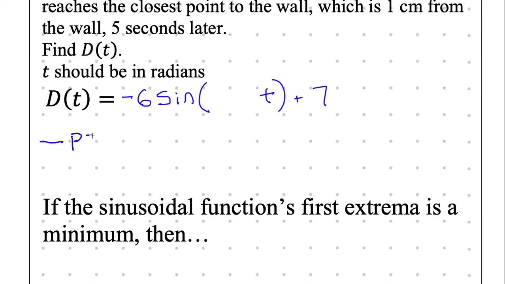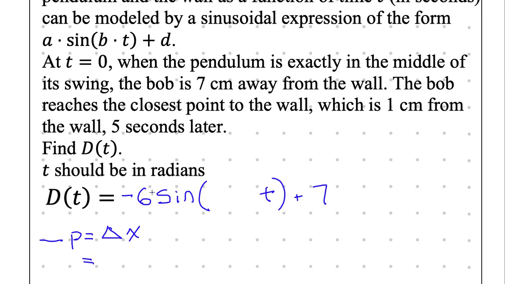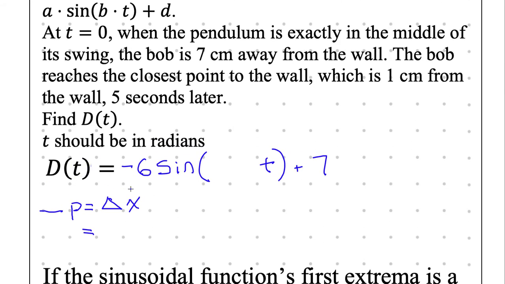Fraction of the period is equal to your change in x. So I'll help you find the change in x right now. And the change in x in this case is not x, it's t. What is my change in t? Between time equal to 0 and when I'm 1 centimeter away, you'll have to find the time of the problem. How much time has passed between that midline and the minimum? How much time has passed between t equals 0 and the other time when I'm 1 centimeter away from the wall? Caroline? 5 seconds.